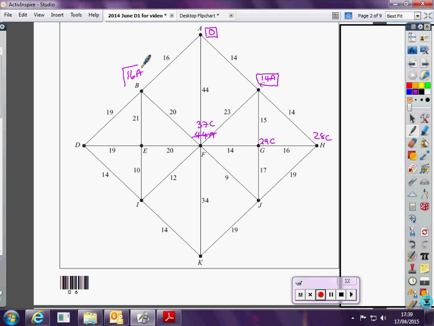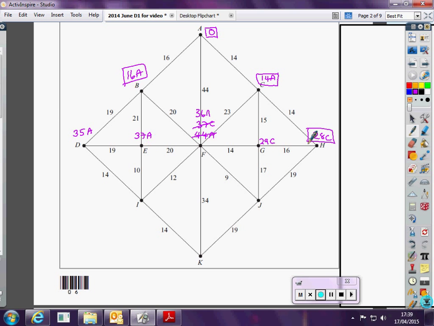We now look at the temporary markers. 16 is the smallest, so we've boxed 16. Looking at 16, 16 plus 19 is 35 from A. 16 plus 12 is 37 from A. 16 plus 20 is 36 from A. Cross out 37 from C.